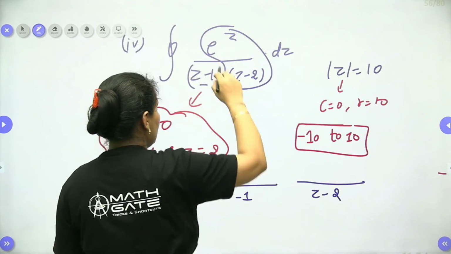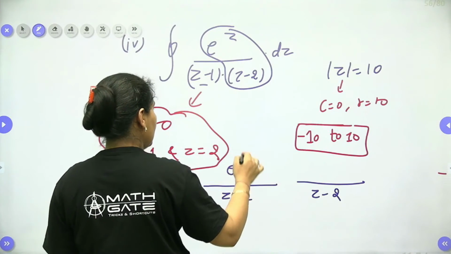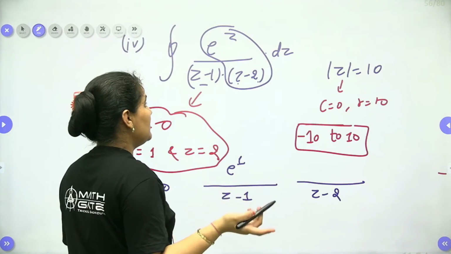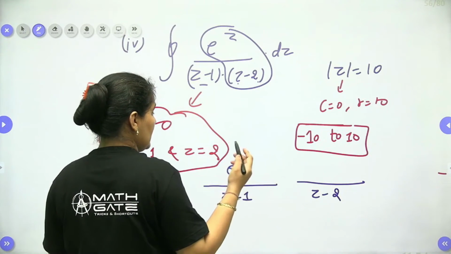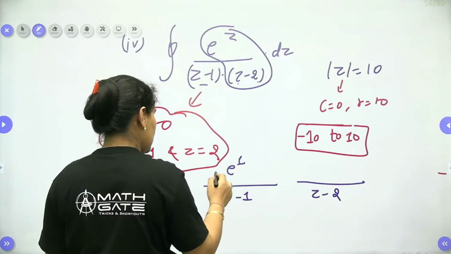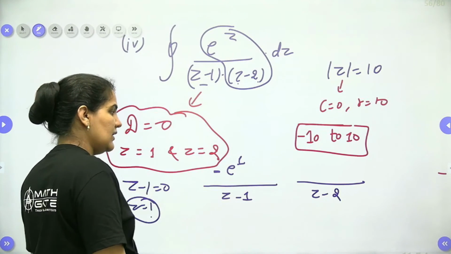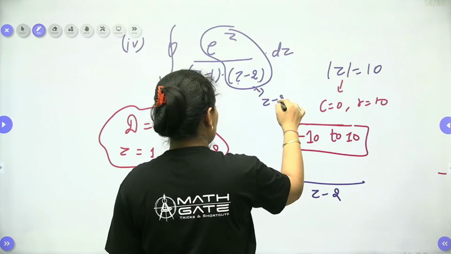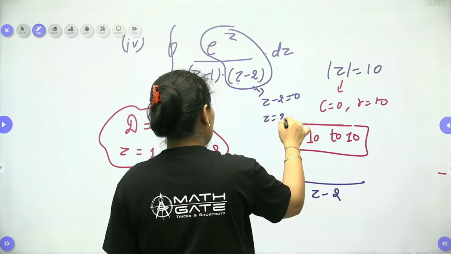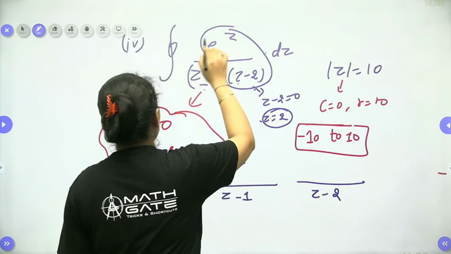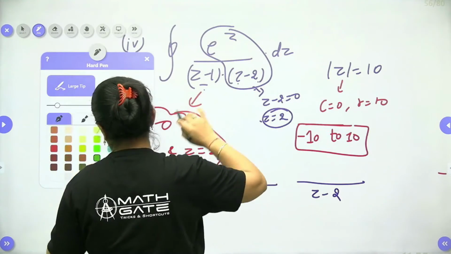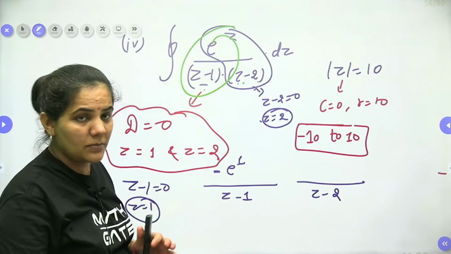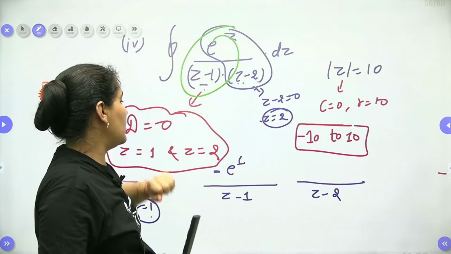When we put it here, it will be e to the power 1, and z minus 2 will be 1 minus 2, so it will be minus 1. You can write minus 1 here, right? Now z equal to 2 for the second pole, since z minus 2 is equal to 0. We will put z equal to 2 in this part only, because if we put it in the other one, it will be 0, so it's not possible to approach that way.